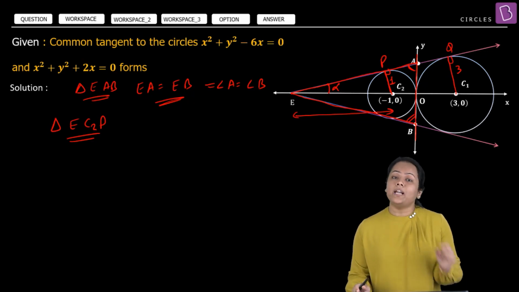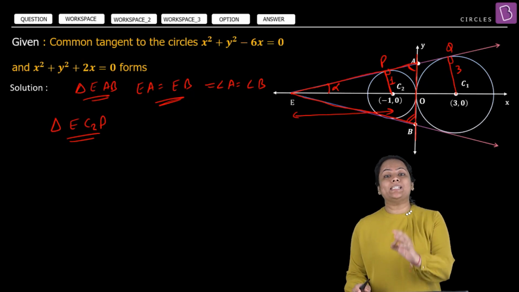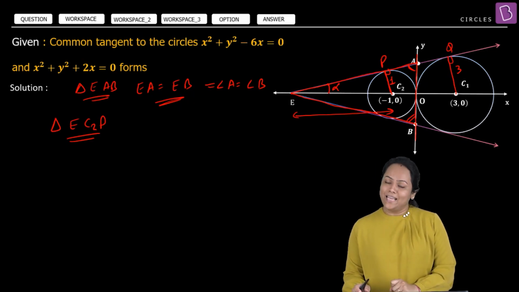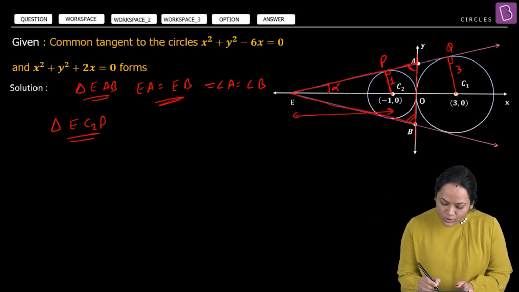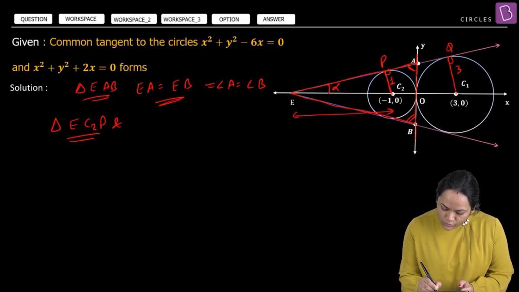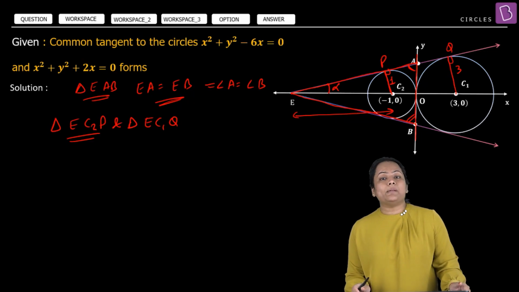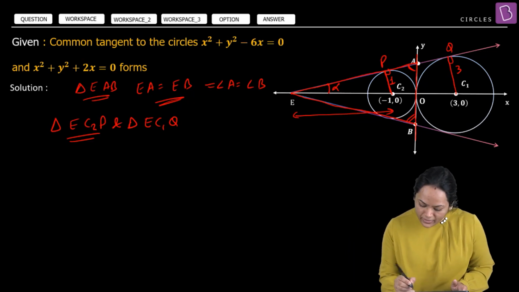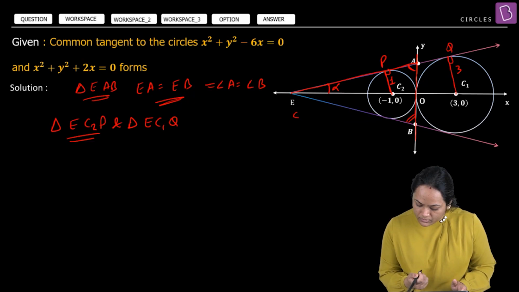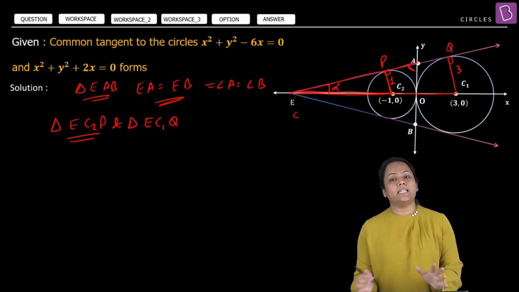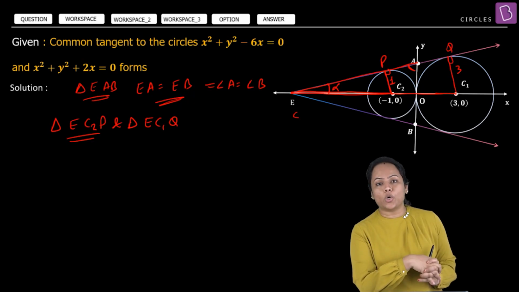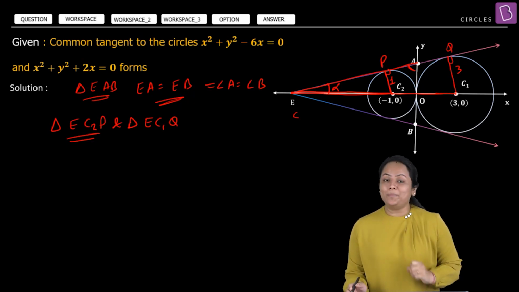And how am I going to do that? Well, we'll do this by applying similarity of two triangles. Yes, you heard me correct. Just similarity of two triangles. How? Let's find out. I'm taking triangle EC2P and triangle EC1Q. Are these two triangles similar, guys? Well, if we observe, triangle EC2P and triangle EC1Q are indeed similar. Angles are all the same. That means the sides will be in ratio, isn't it?